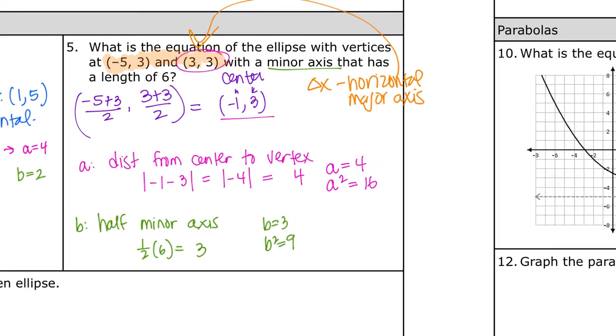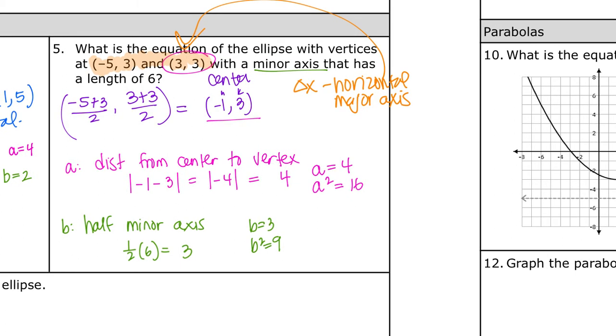So now we just got to put everything all together. So start by x minus h, but since it's minus negative, it'll be +1. And since it's horizontal, the bigger number has to be underneath this one. So between 16 and 9, 16 is bigger. Plus y minus k, so y minus 3 squared, has to be over 9, always equals 1.